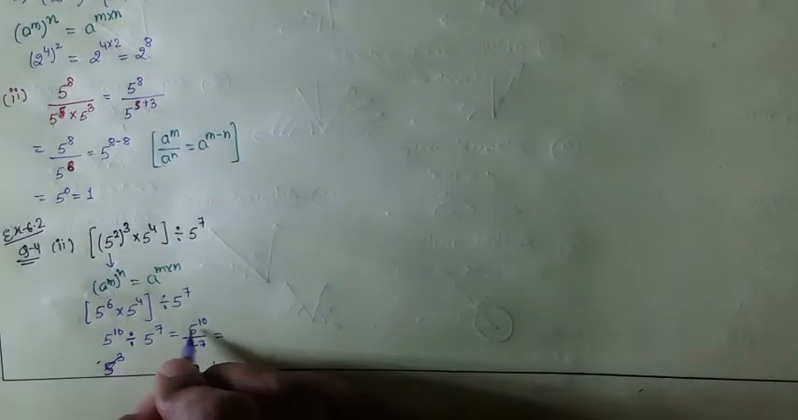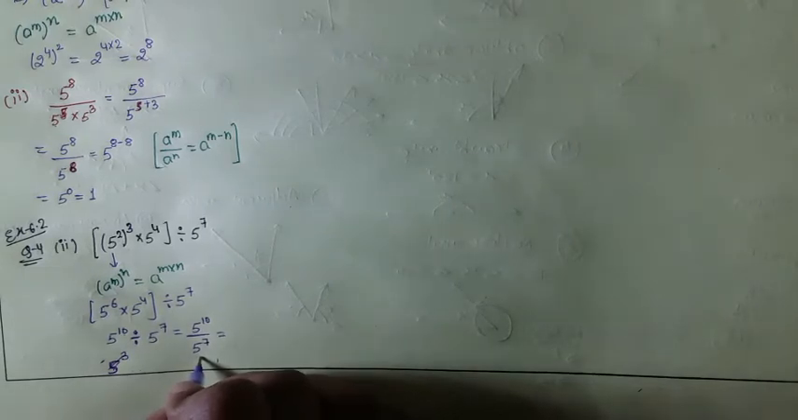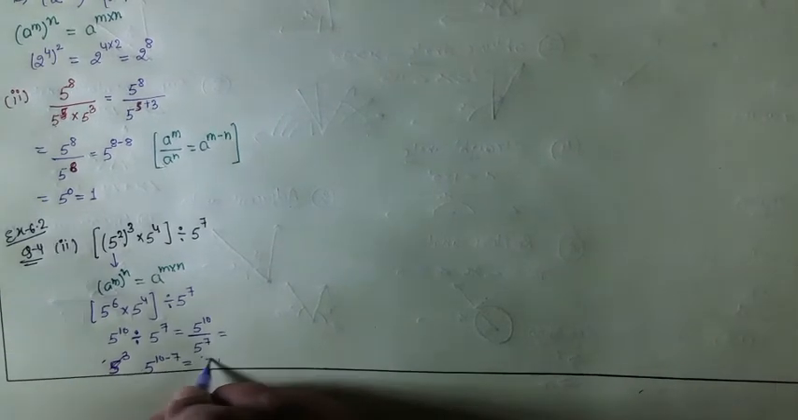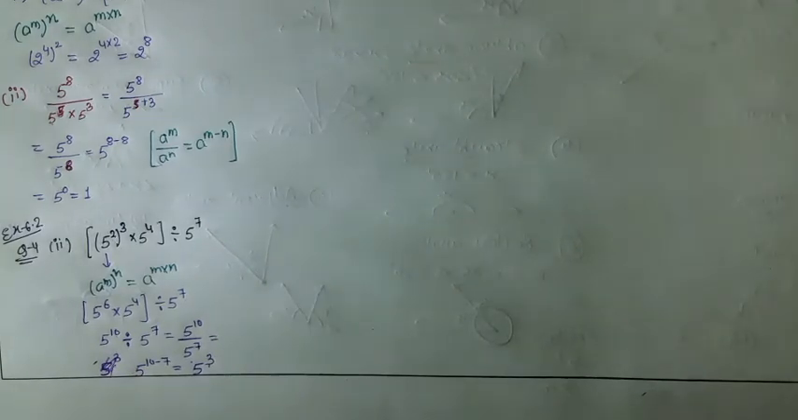So this is in the form of a to the power m whole divided by a to the power n. So powers will get subtracted. So 5 to the power 10 minus 7 हो जाएगा, and this is 5 to the power 3. अभी clear है?